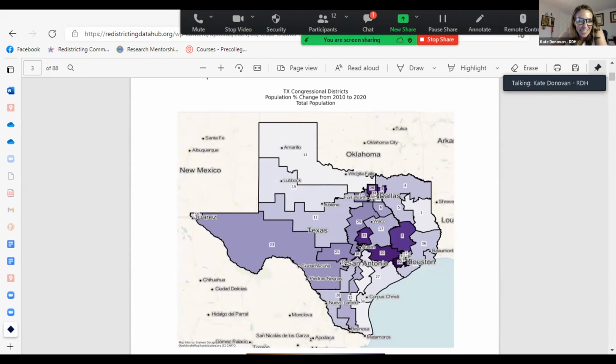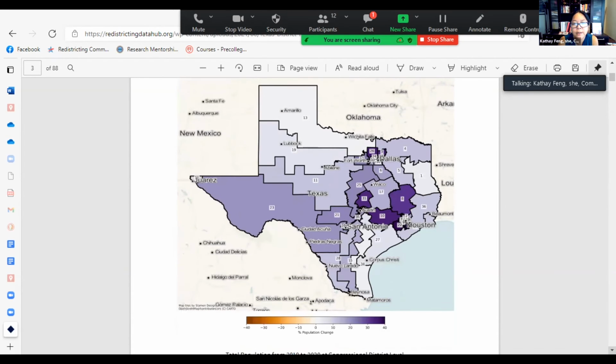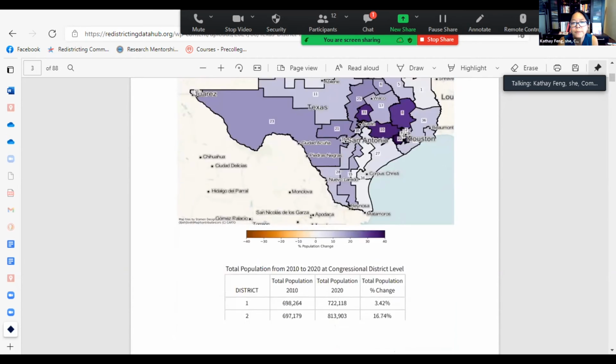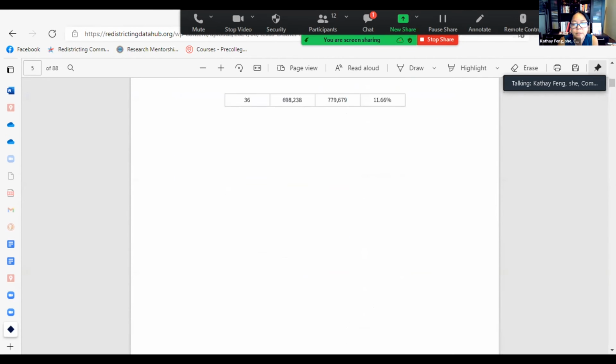No, that's pretty good, actually. I haven't spent a ton of time looking around at the reports myself. I haven't looked at Texas yet. I saw this approximately 2 hours ago, but this is a population change, so it shows where your growth is for the state, and the deeper the purple, the more the growth.